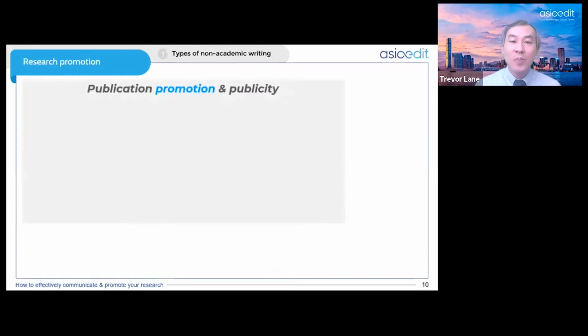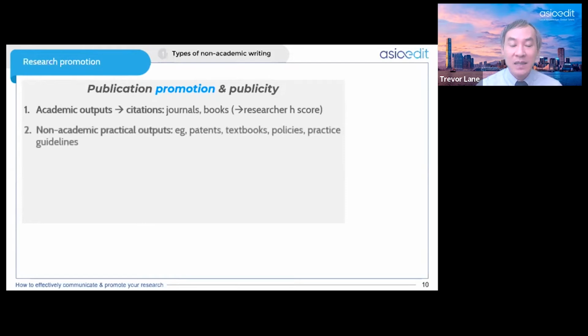So why do you have to promote your work? Some journals will do it for you, but now it's an extra skill you have to do. As well as publishing, you have to show you've been promoting your work and getting it used. So not just academic outputs and citations, and the researcher H score is a measure of citation, how many papers you've published with how many citations. But again, that's not the point.